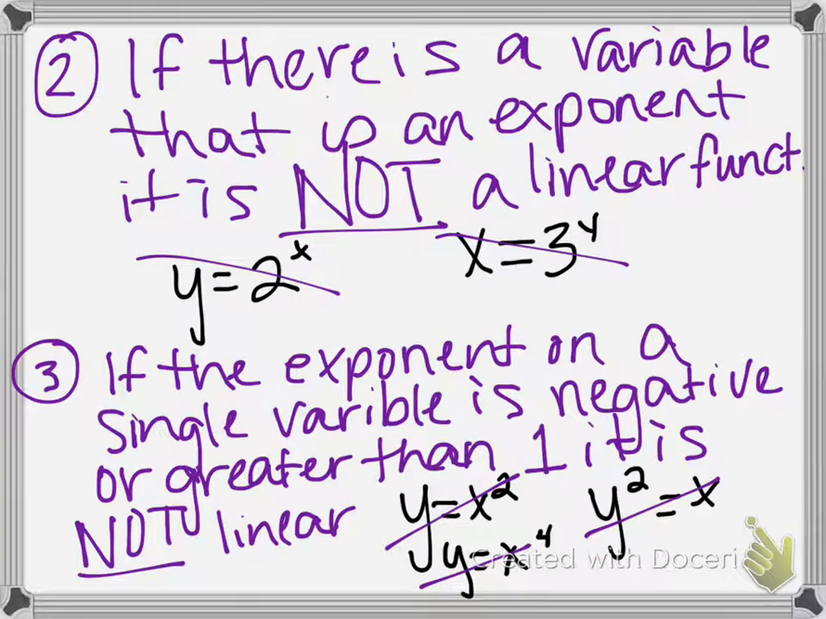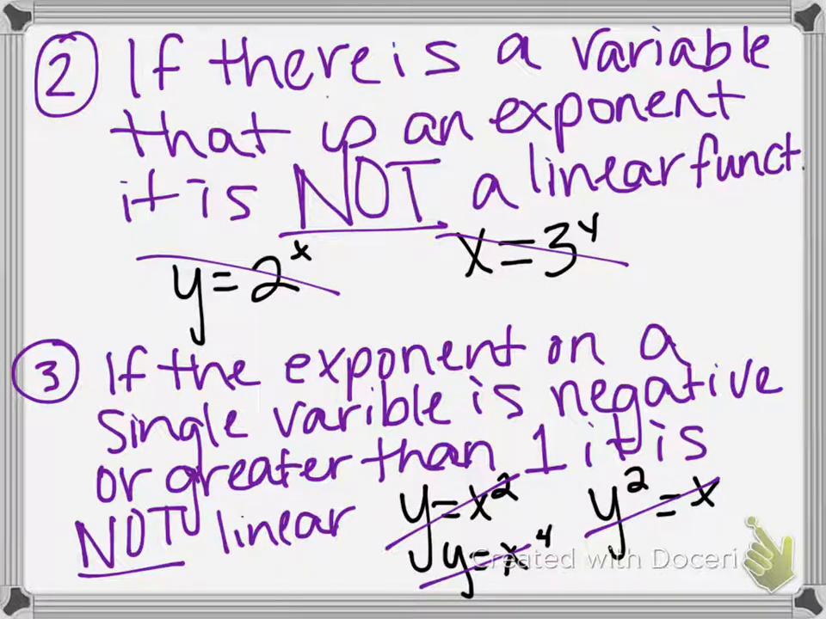The second thing is, if there is a variable that is an exponent, it is not a linear function. For example, y equals 2 to the x power. See how the x is an exponent, therefore it creates a nonlinear function. The other example, x equals 3 to the y power. Well, if you have a number to the power of an exponent that equals a variable, then it's going to create a nonlinear function. So both of those are nonlinear.